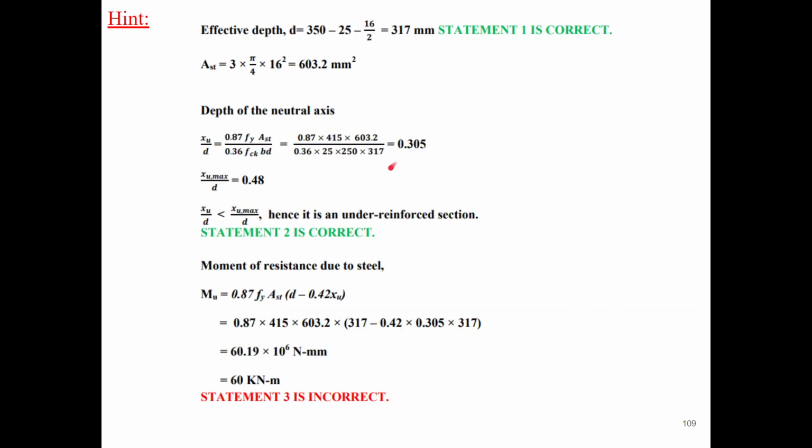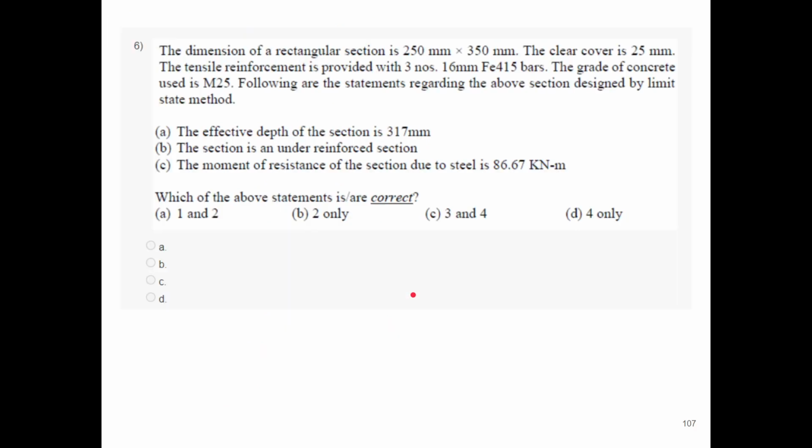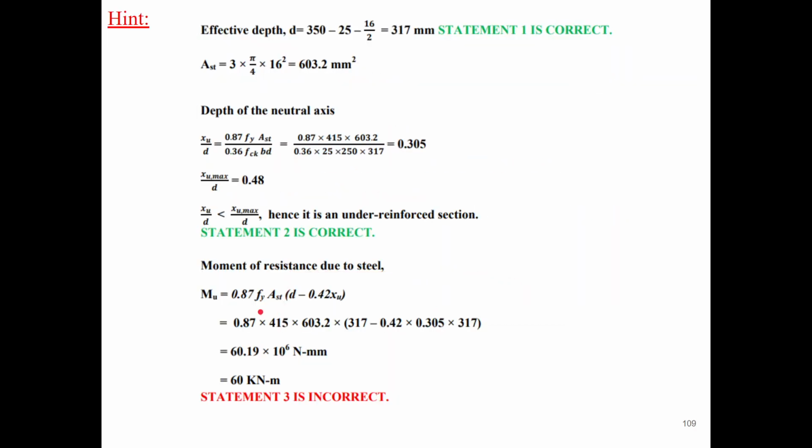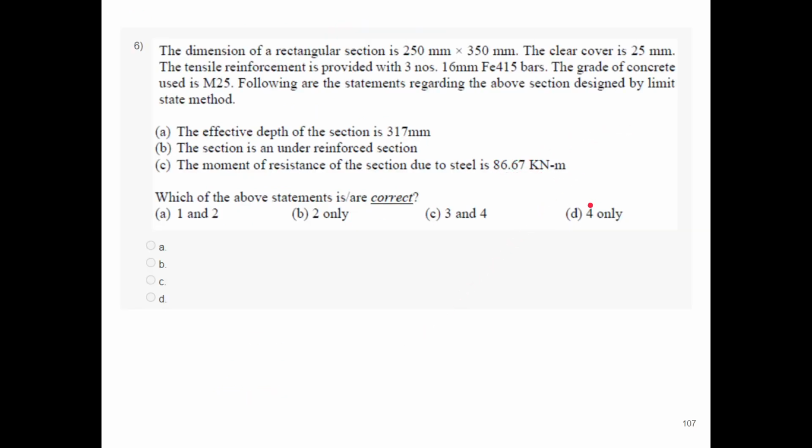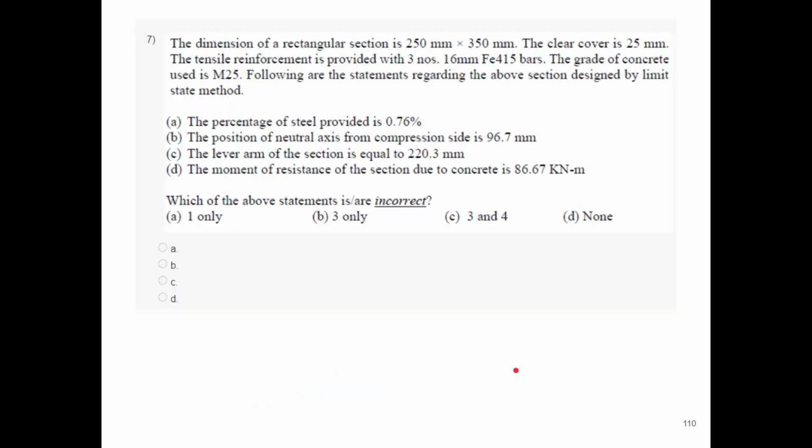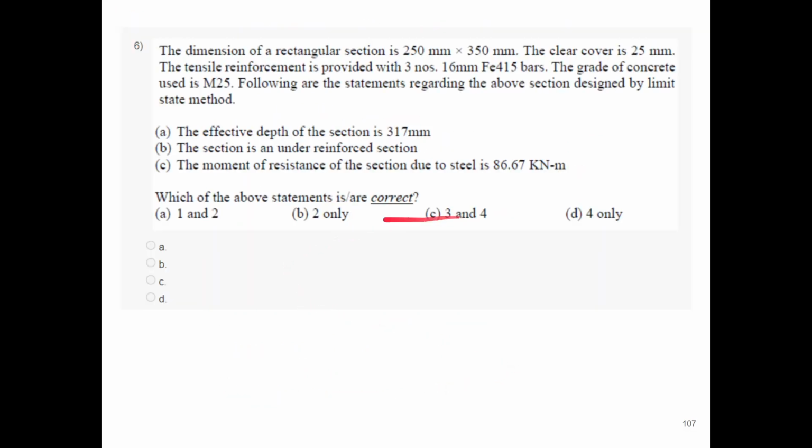Okay. And the third statement is moment of resistance due to steel, right? So it is 0.87 Fy AST into lever arm. So it comes to be 60 kilonewton meter. Okay, but here it is 86.67. So it is not correct. Okay, so statement 3 is incorrect. So which are correct? 1 and 2. So A is the correct option.